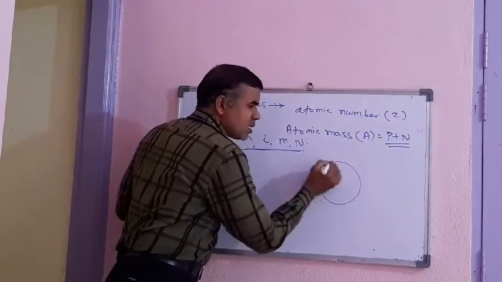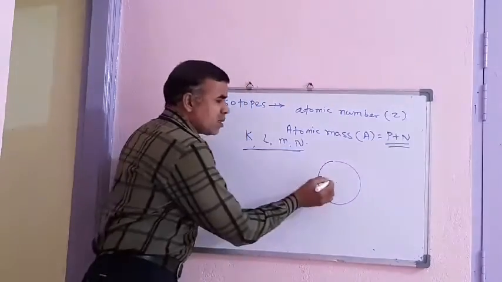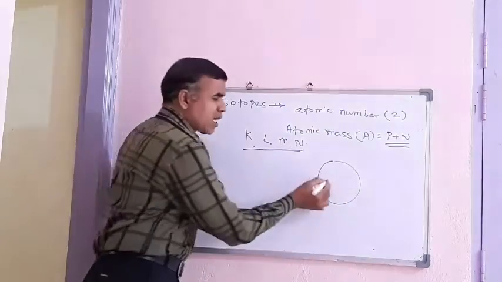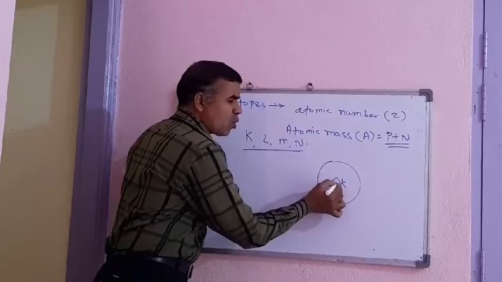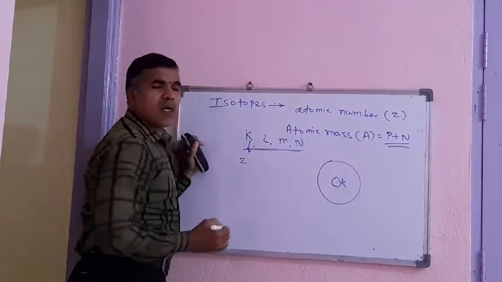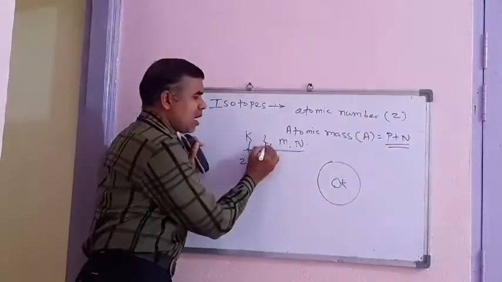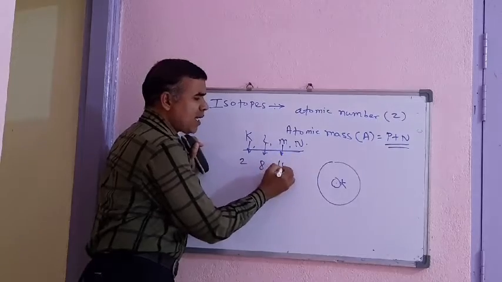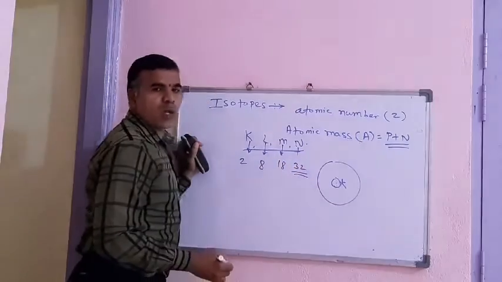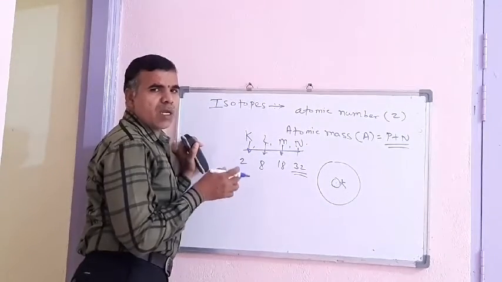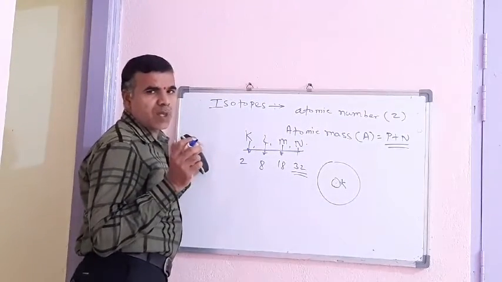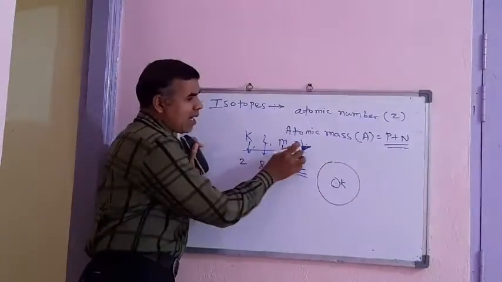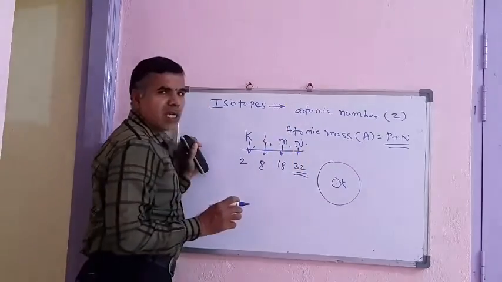In an atom, the nucleus is the center part. So the closest shell or closest orbit to the nucleus is the K shell. The K shell consists of only 2 electrons. The capacity of the K shell is 2 electrons. The L shell has a capacity of 8 electrons. The M shell consists of 18 and the N shell consists of 32 electrons. So these are the capacities of electrons present in each shell. The minimum electrons are present in the K shell and the maximum electrons are present in the N shell.